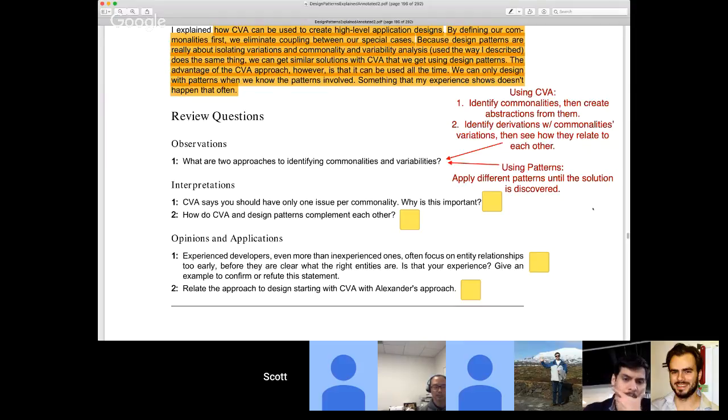CVA says you should only have one issue per commonality. Why is this important? Oh my goodness, that's not there. I've lost all my notes.